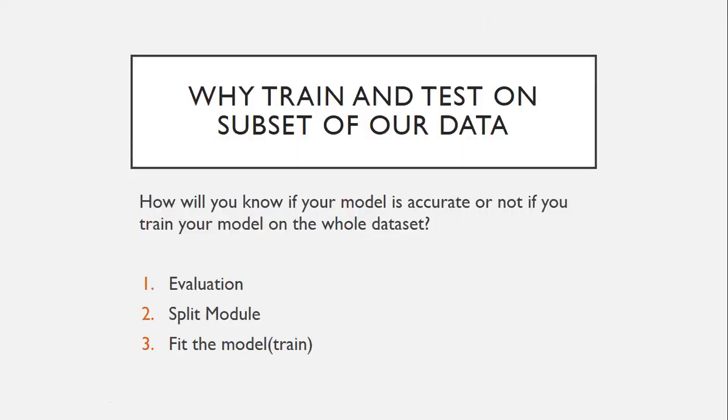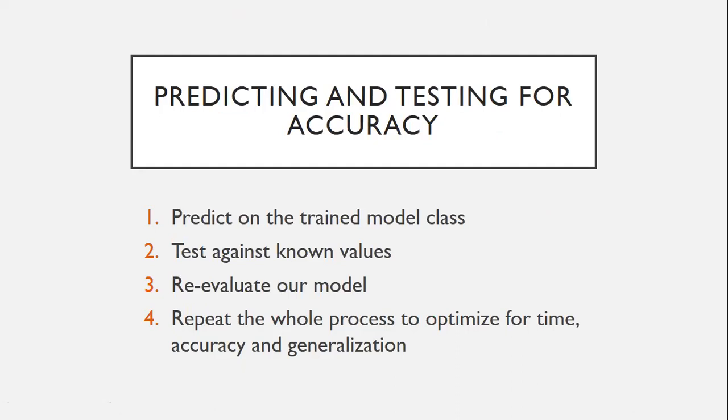So why train and test on a subset of our data? For evaluation, split the data, then fit the model. Then the accuracy that you get after predicting is what will determine if the model you use is right for it or not. So predict on the trained model, test against known values, re-evaluate our model, and repeat the whole process to optimize for time, accuracy, and generalization. After prediction, you check for accuracy. There are metrics we use for accuracy, like the F score and, I think, recall. I'm not sure, I think that is under scikit-learn. We're going to look at them soon.